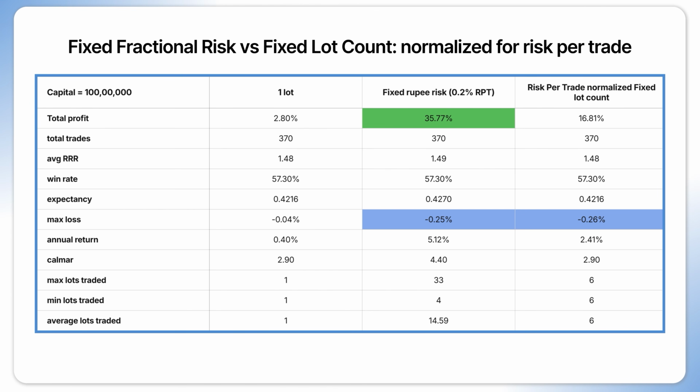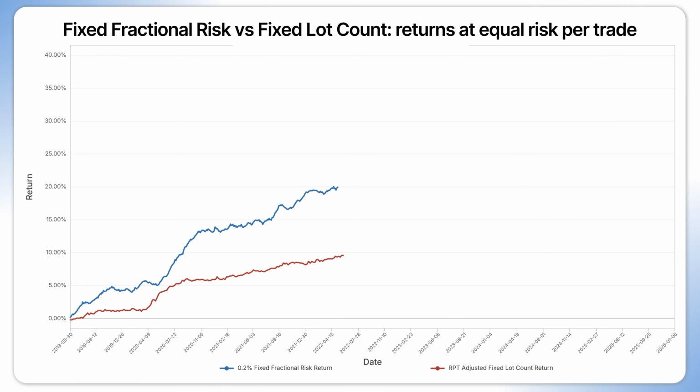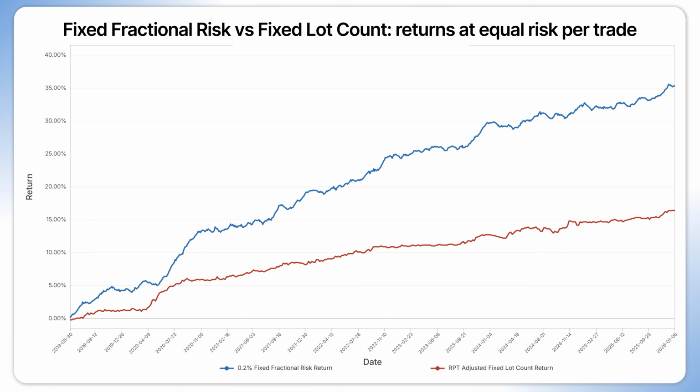Let's look at it visually. As you can see, there is a gigantic difference between the returns of a fixed fractional risk backtest and a fixed lot count backtest. This is after normalizing with respect to the risk per trade. Huge difference. So we can conclude that the risk-adjusted return in a fixed fractional risk backtest is much higher than a fixed lot count backtest when you normalize with respect to the risk per trade.